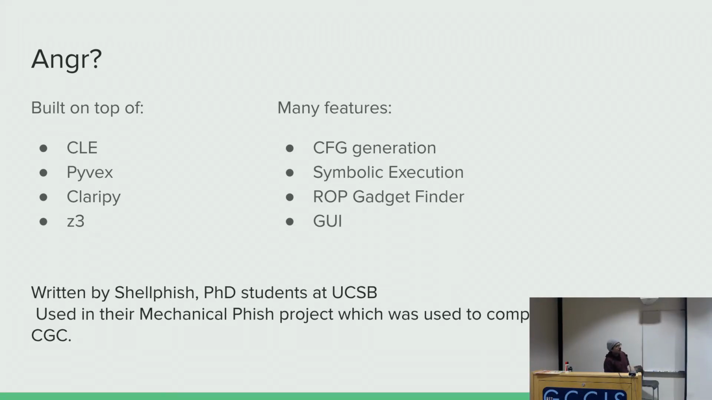And it was used in their mechanical fish project, which is basically what they used to compete in something called the DARPA Cyber Grand Challenge. That year the challenge was: can you come up with a system that can automatically detect vulnerabilities in programs and then automatically generate exploits for that program? They actually used Angr to do that, and I believe they won second place and like $500,000. I may be wrong, but yeah.